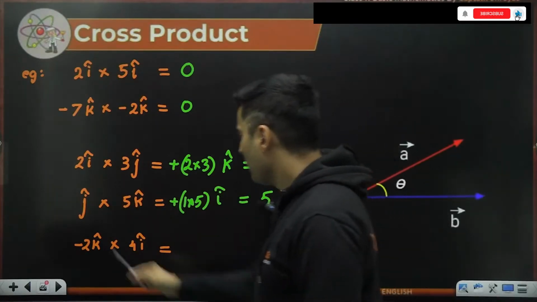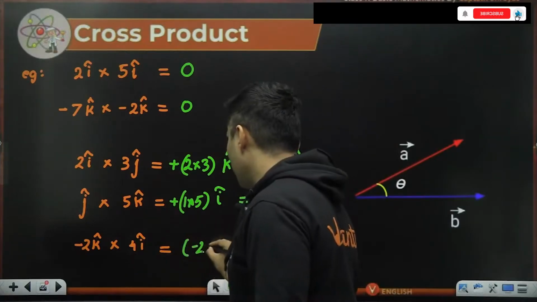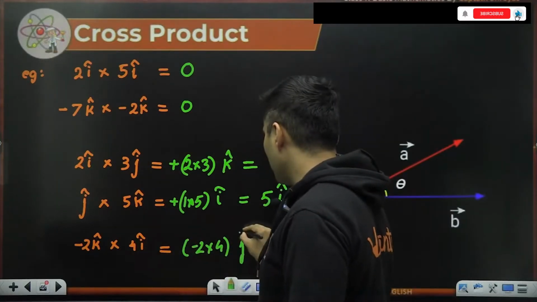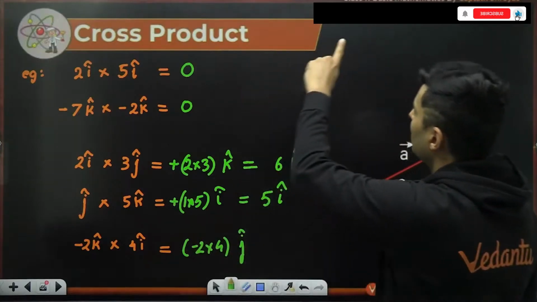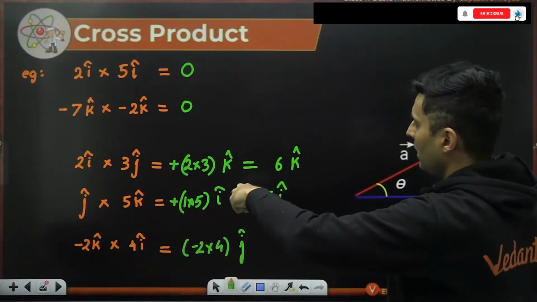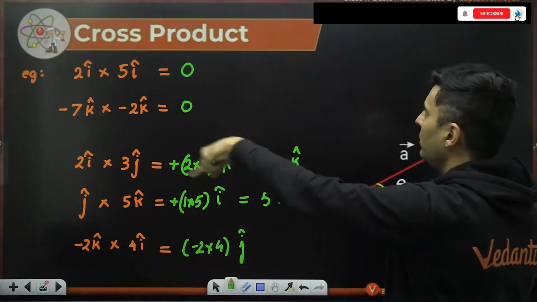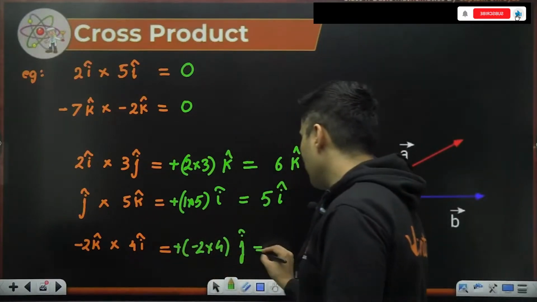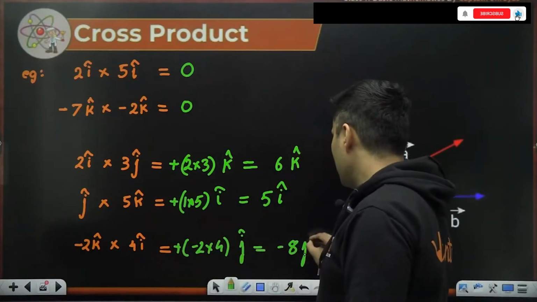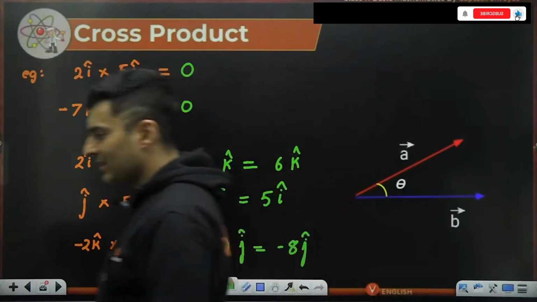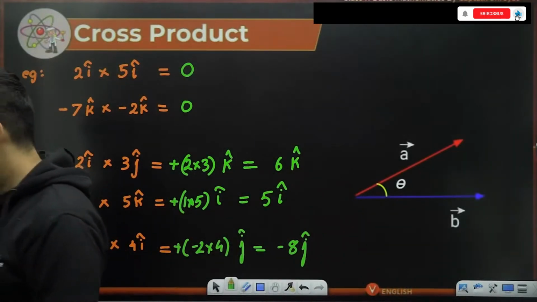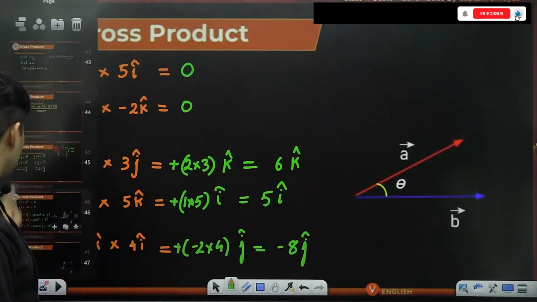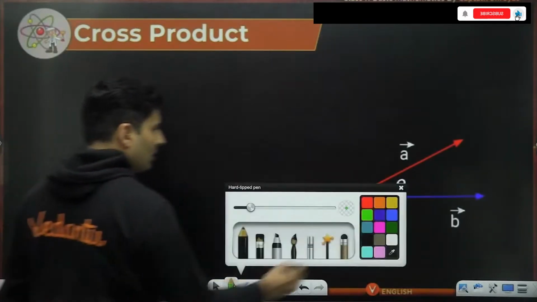Next thing. Minus 2 into 4. Let's do it. Minus 2 into 4 is there. k is there, i is there, that means j is not there. k into i. i, j, k. k into i, clockwise only, positive. So it will be positive j cap. So this will be minus 8 j cap. Just check this out. Minus 8 j cap. Yeah. So many students forget that i, j, k. So be very careful. Sir, let's do more difficult questions, sir.